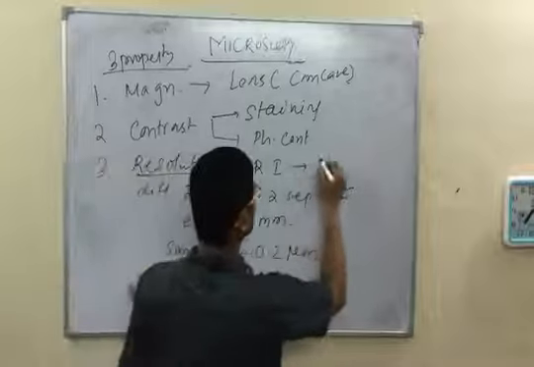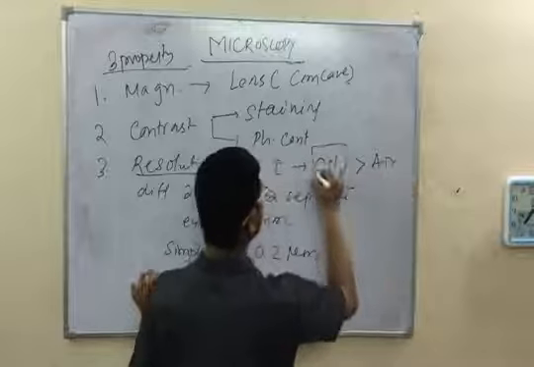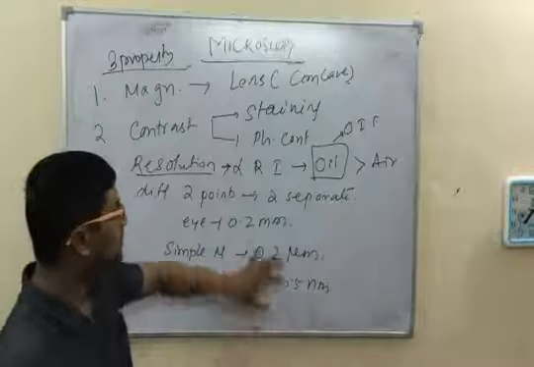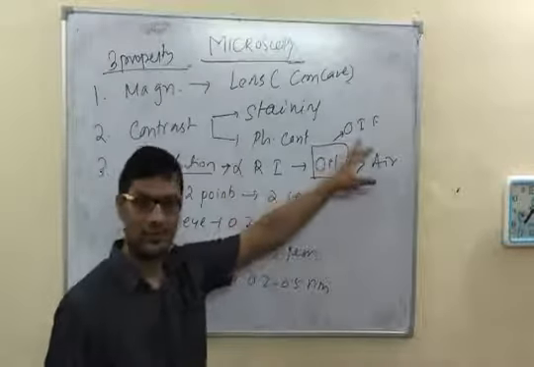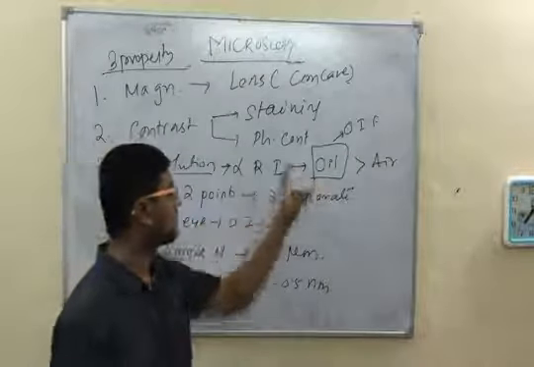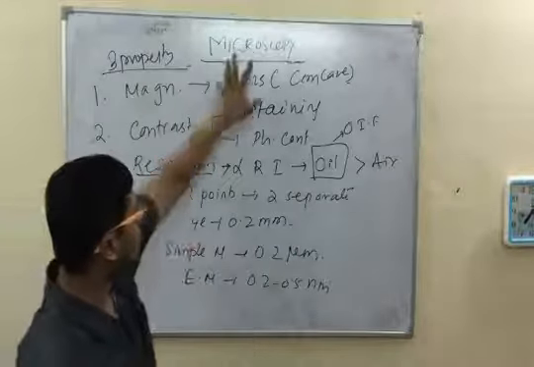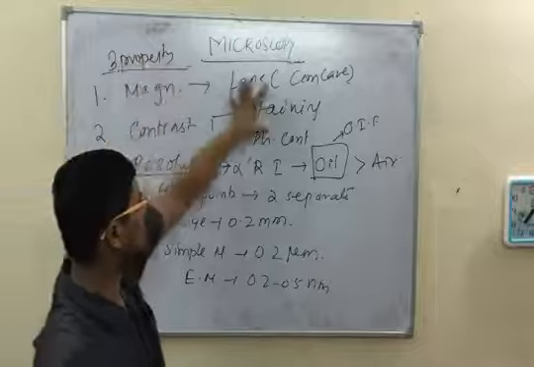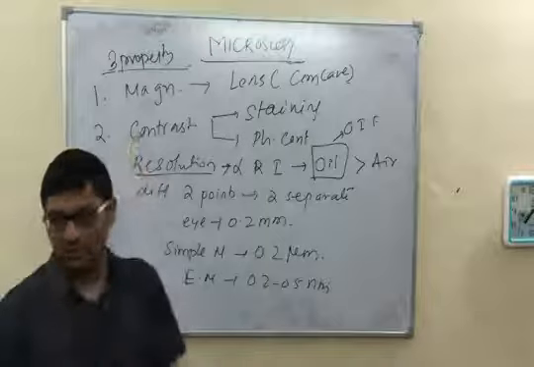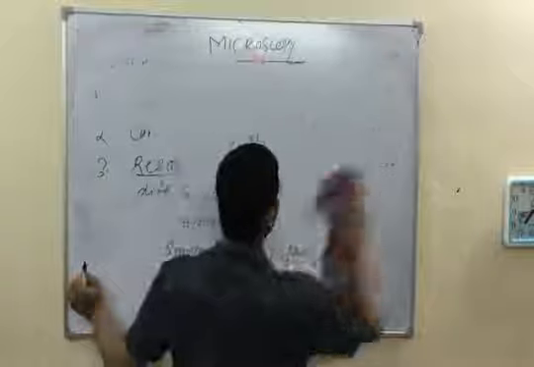And the refractive index of oil is greater than air. That is why we use oil in oil immersion field. The purpose of using oil in oil immersion field is to enhance the resolution, because oil has a greater refractive index than air. So in a nutshell, lenses are used to enhance the magnification, staining for enhancing the contrast, oil for enhancing the resolution power of the microscope. Fine, so these are the basic properties of a microscope.